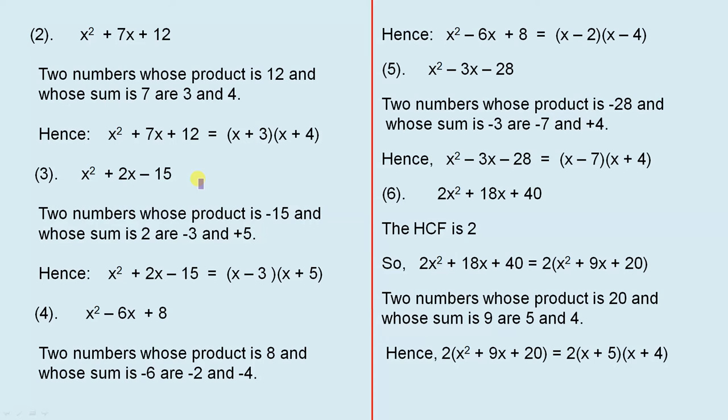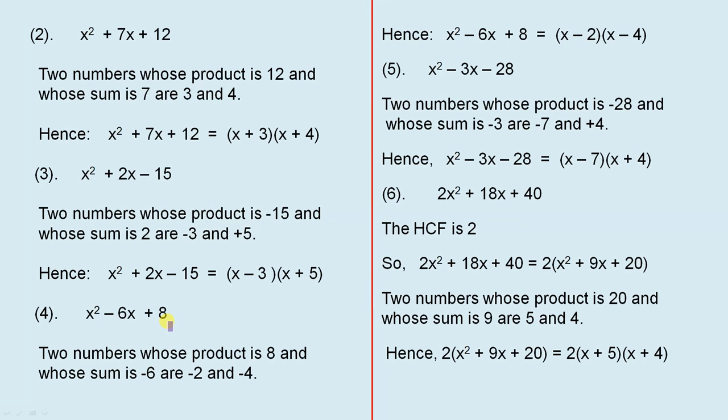Number 3. x squared plus 2x minus 15. Two numbers whose product is minus 15 and whose sum is plus 2 are minus 3 and plus 5. Because minus 3 times plus 5 is minus 15, and minus 3 plus 5 is plus 2. Hence, x squared plus 2x minus 15 is x minus 3, x plus 5.